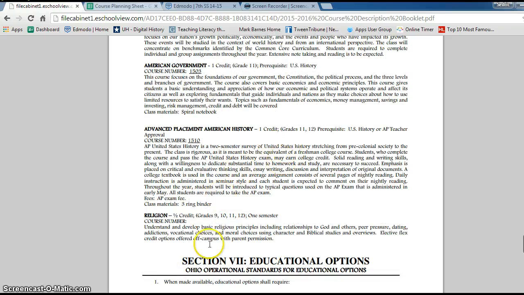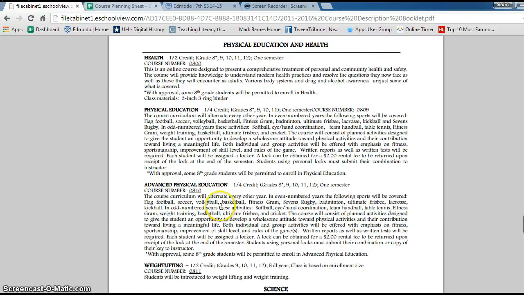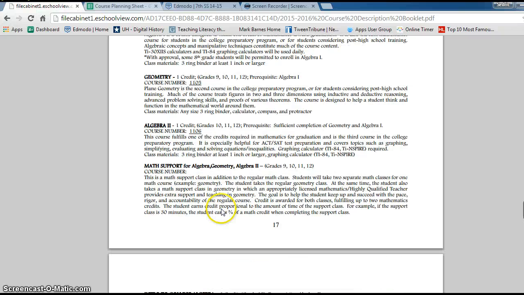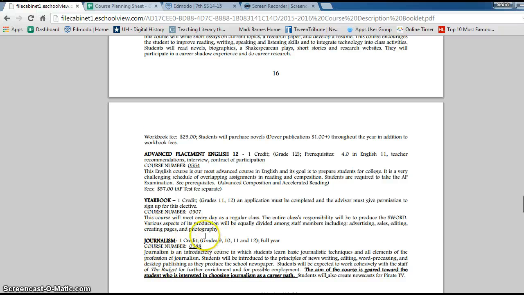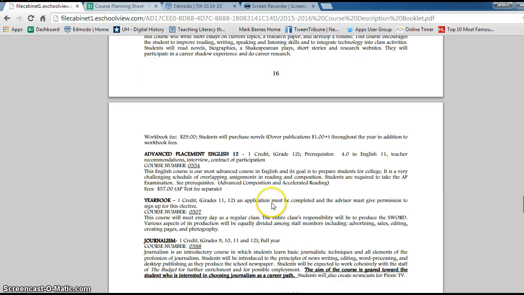Now, I know some of these label religion, and also in the English department, they also label journalism and also yearbook. Those don't count towards credits towards your English. You have to take English 10, 11, 12 to get those English credits that you need.